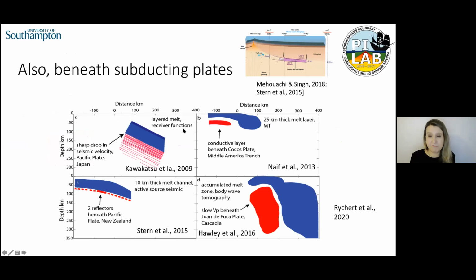This is also true when we compile the way melt has been interpreted beneath the plate as it subducts as well. Beneath very old lithosphere, it could exist in very thin channels or in larger blobs. So that may also be true.